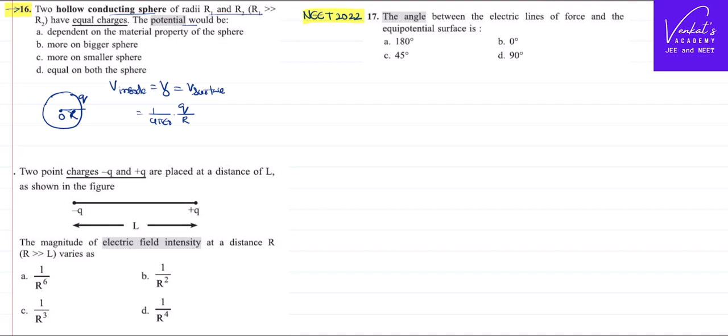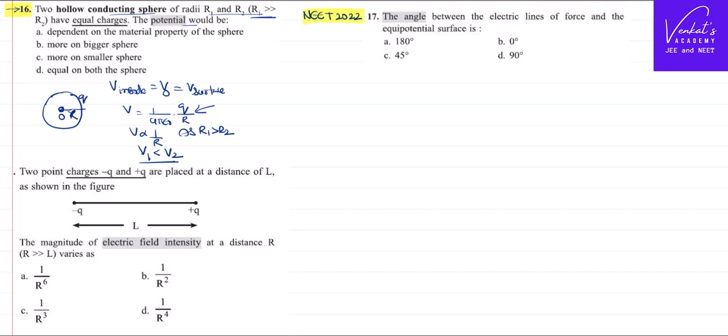See, if we are talking about intensity, electric intensity, that is 0 inside the sphere, but if you are talking about potential, that is same inside the sphere as well as on the sphere, that is inversely proportional to the radius of the sphere. There are two spheres such that r1 is greater than r2. So, as r1 is greater than r2, v1 is less than v2.